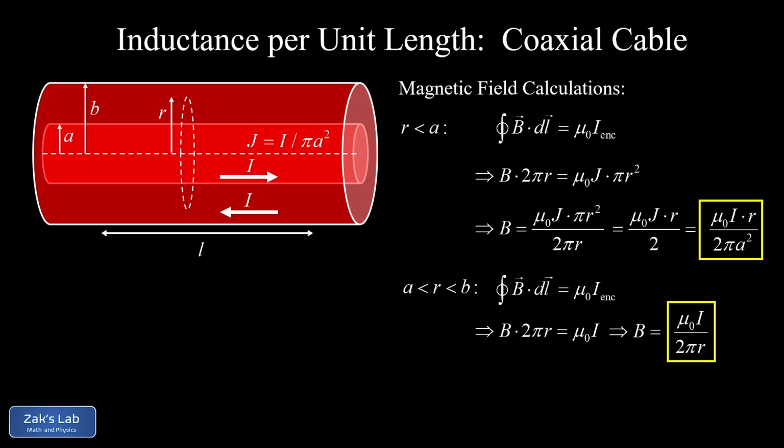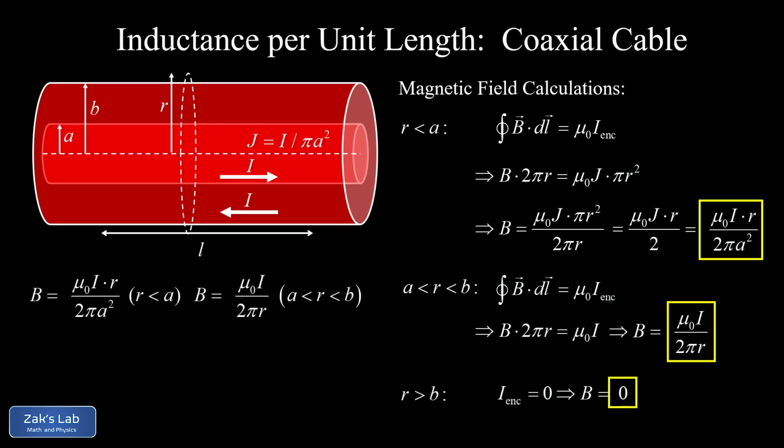Now finally, we look in the third possible region, which is outside the entire coaxial cable. And this time the result is trivial because the net current passing through this loop is actually 0. We have I pointed to the right and I pointed to the left. So with an enclosed current of 0, we're guaranteed to have a magnetic field of 0. And we're done finding the magnetic field in all 3 regions for this conductor. So we just make a note on the 2 non-trivial magnetic field results.